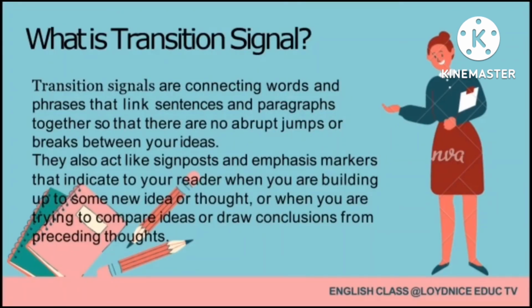What are transition signals? Transition signals are connecting words and phrases that link sentences and paragraphs together so that there are no abrupt jumps or breaks between your ideas. They also act like signposts and emphasis markers that indicate to your reader when you are building up to some new idea or thought, or when you are trying to compare ideas or draw conclusions from preceding thoughts.